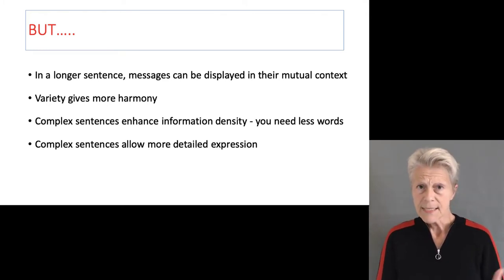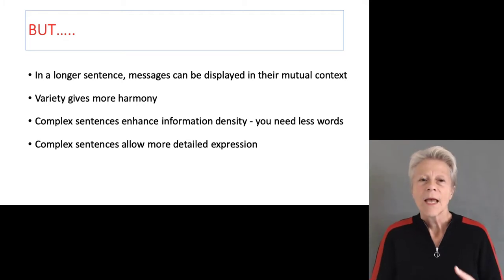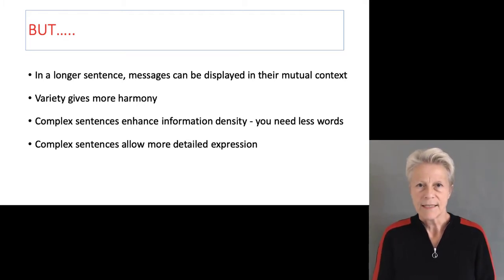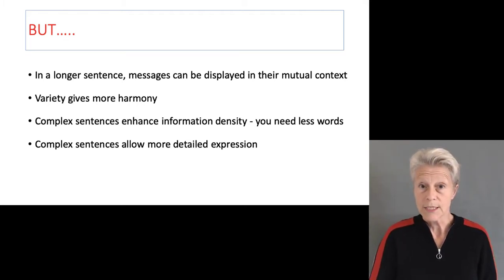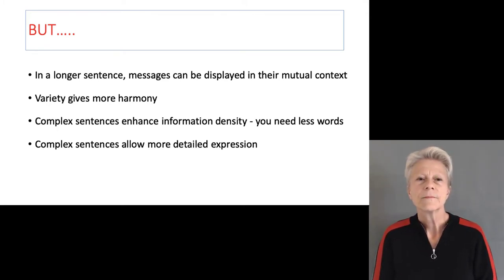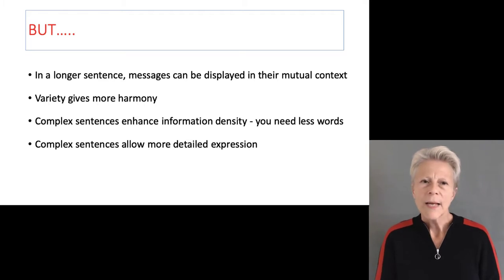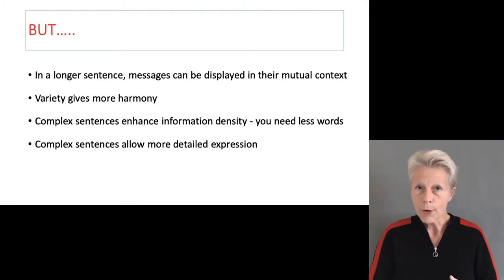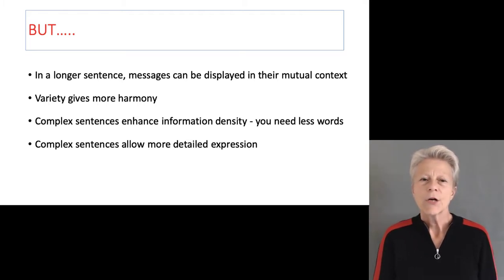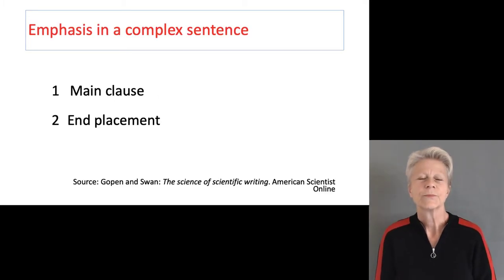Complex sentences, as we have just seen, enhance information density because you need fewer words. For scientific texts, very important. And then another thing. Complex sentences containing more clauses allow more detailed expression. Now, let's have a closer look at these pros and cons so you can make them work for you.